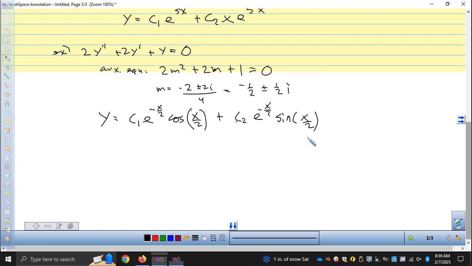And this one, as x approaches infinity, y approaches 0. So this one may be some kind of model for some kind of physical situation. We get a decaying trig function type of solution. So like some kind of thing oscillating with friction, eventually going to 0.